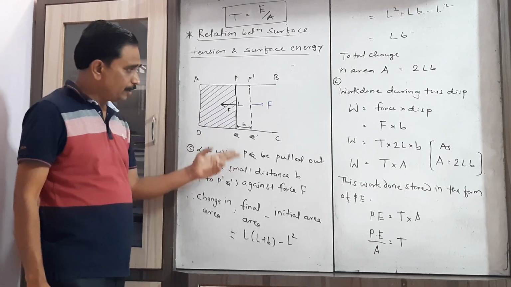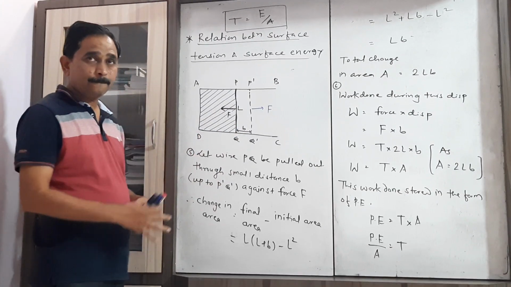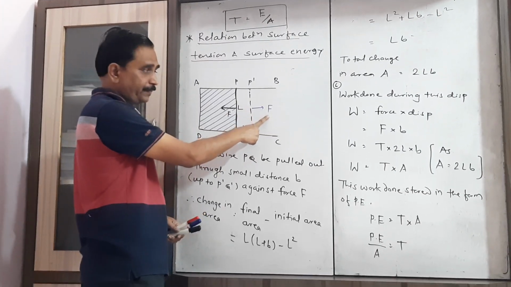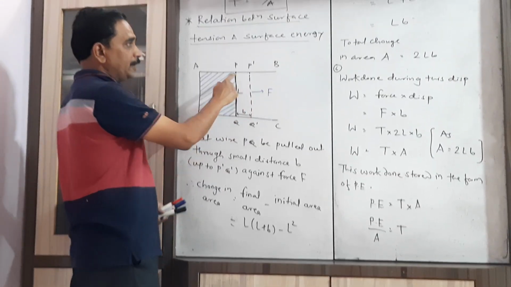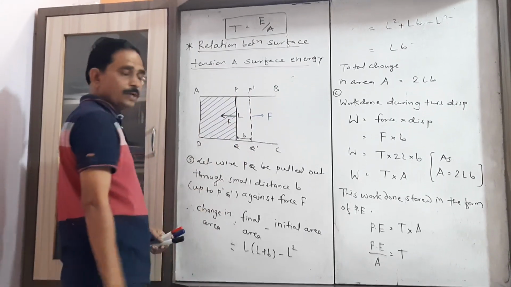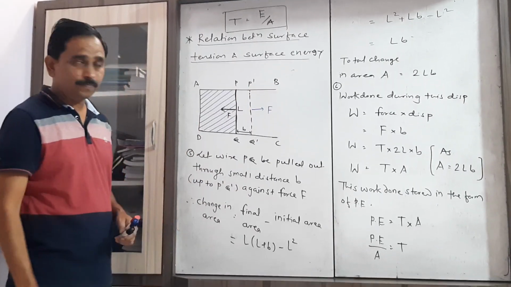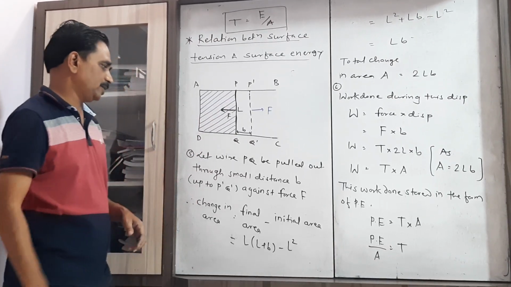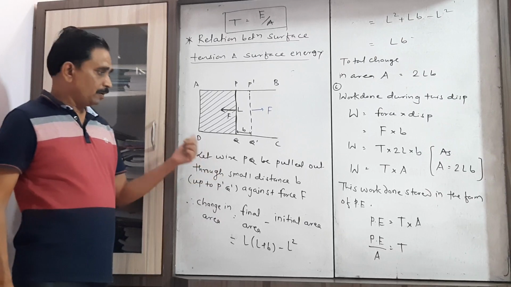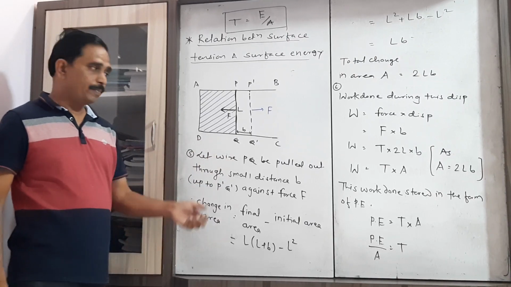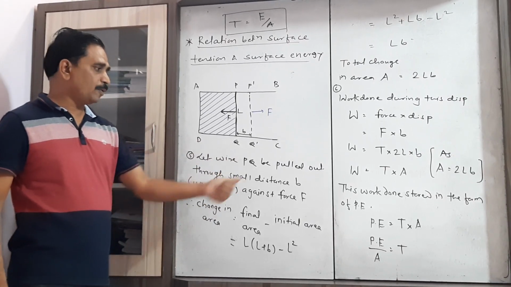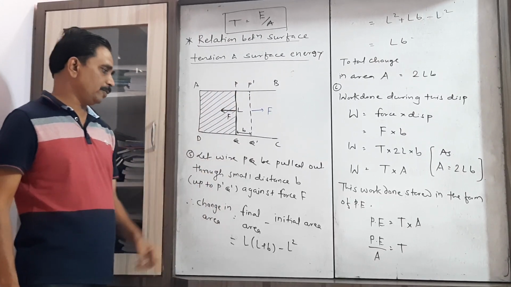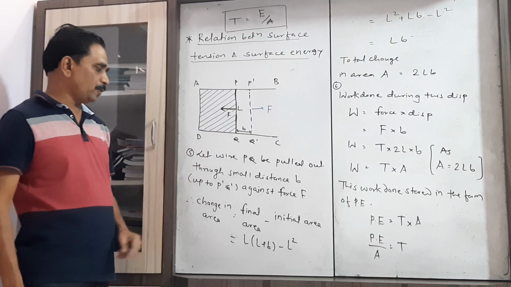Now, after considering the force acting on the side PQ, you have to displace this wire PQ through a small distance B against this force F. This is the applied force just to move the wire PQ from P to P dash and Q to Q dash through a small distance B. And this is the force acting on this side because of surface tension. So I write here, let the wire PQ be pulled out through a small distance B, that is from P to P dash and Q to Q dash against this force.